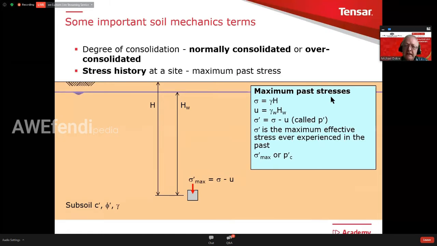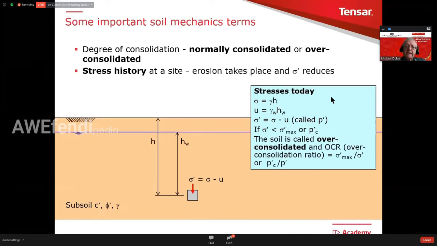At that time, there's a certain depth of burial H and a certain water level, and from that, we can calculate the vertical effective stress. Because it's the maximum that this soil sample ever felt, we'll call it sigma dash max, or we can call it the pre-consolidation pressure, which we'll come to in a minute. So time goes on, and through some geological process, the ground level drops. Material is eroded away until we get to today.